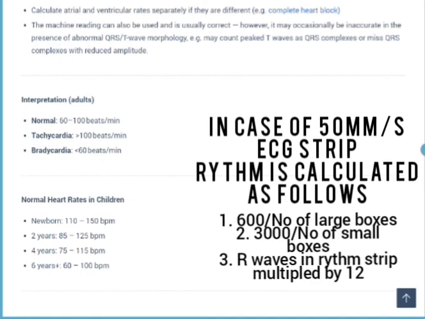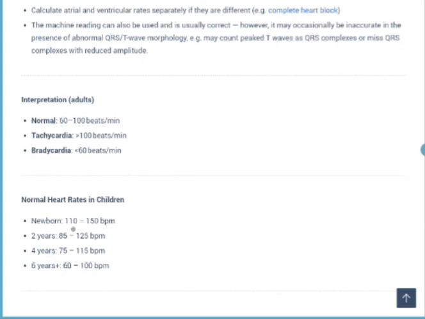But in children it is approximately as per age. In newborns, 110 to 150 beats per minute is normal. Similarly, at 2 years of age, 85 to 125 is normal. At 4 years, 75 to 115 is normal. And after 6 years, it approximately comes to the adult range. So in newborns, 110 to 150 is normal, and less than 110 is going to be bradycardia. Similarly, at 2 years it is 85. At 3 years, it is 75, not 60, right? So you need to just remember that.